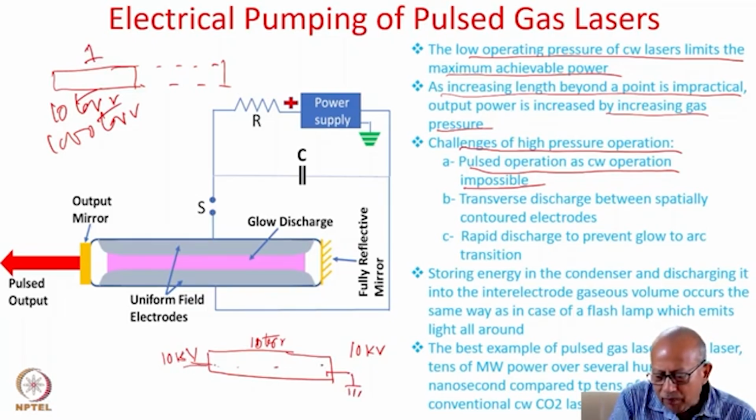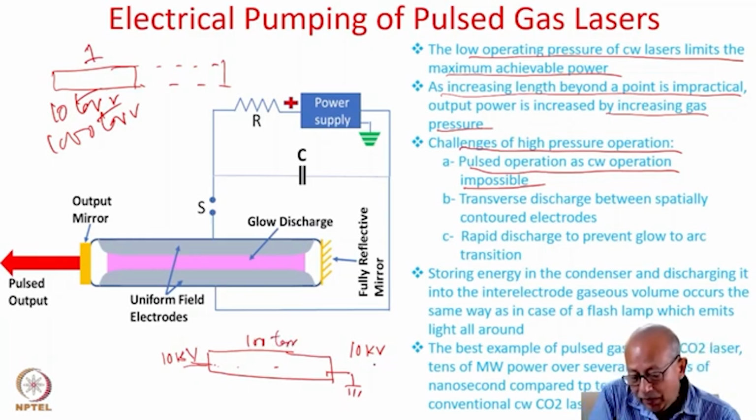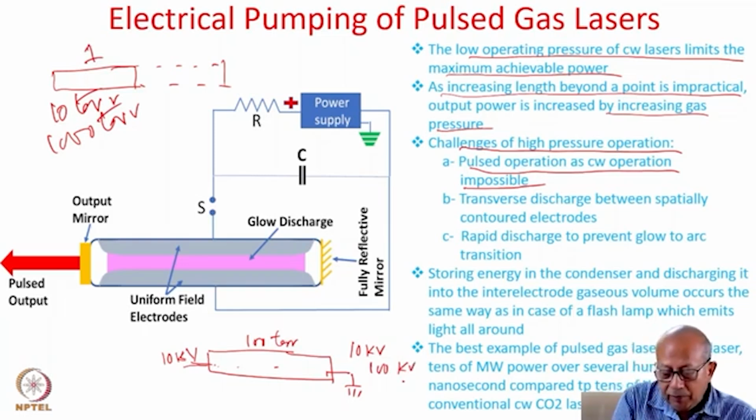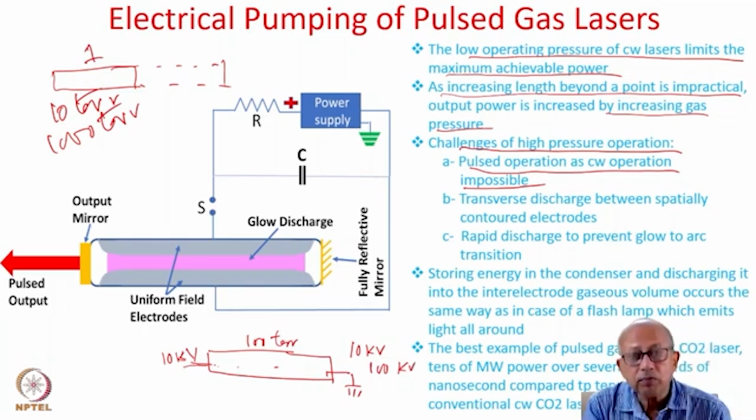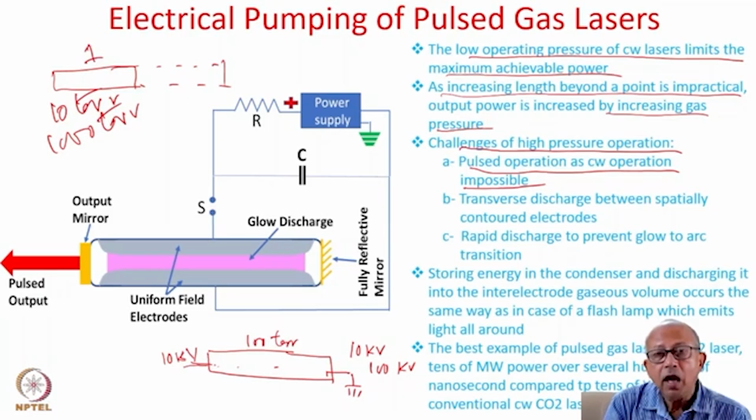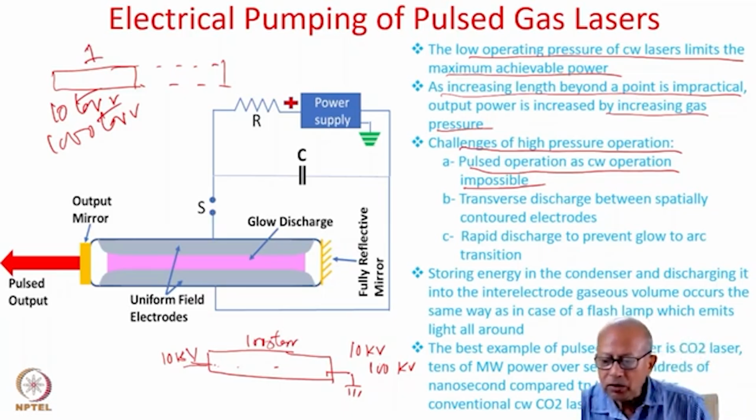This gap may break. Now if you increase the pressure to say 100 torr, the breakdown voltage may be 100 kV. Now generating and applying 100 kV is very difficult, to maintain such high voltage. There are many other associated problems. And if you increase the pressure further, breakdown voltage will be enormously high. So what is the solution?